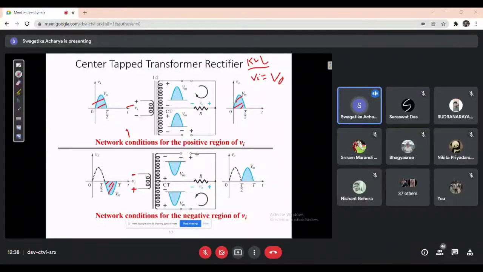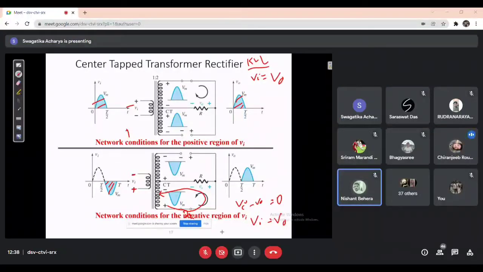Now here it is reverse bias, open circuit. Here D2 is forward bias, so it is short circuit. Now current flow will be like this, right? So again it will be Vi positive to negative minus V naught equals 0. So you can say Vi equals V naught. Correct or not?